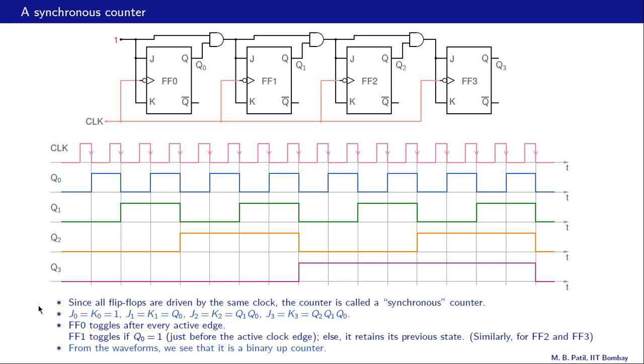So what kind of counter have we got? From the waveforms we see that it is a binary up counter. So we have 0 0 0 0, 0 0 0 1, then 0 0 1 0, and so on all the way up to 1 1 1 1, and then back to 0 0 0 0. So it is a binary up counter counting from decimal 0 to decimal 15, and we have seen this kind of binary up counter earlier. The difference is that we have a synchronous counter here. That means the same clock is going to all the flip-flops.